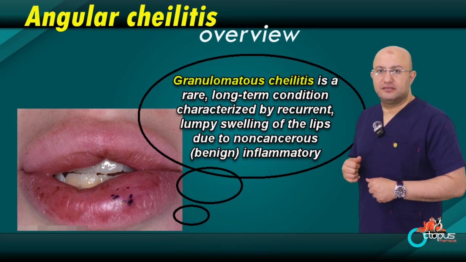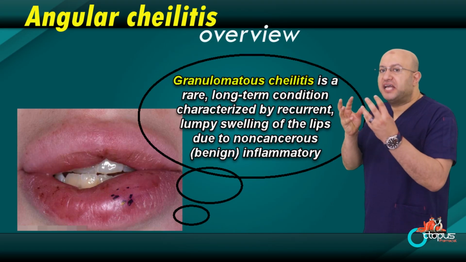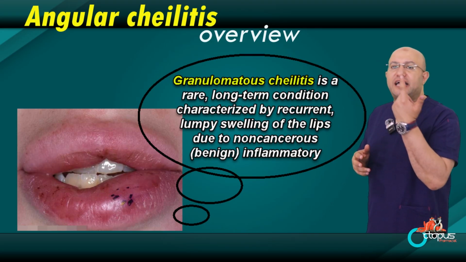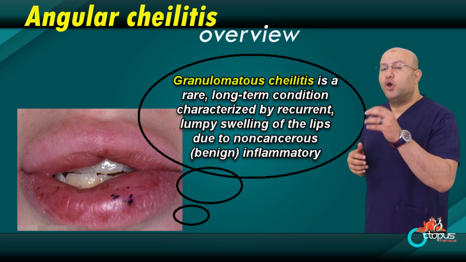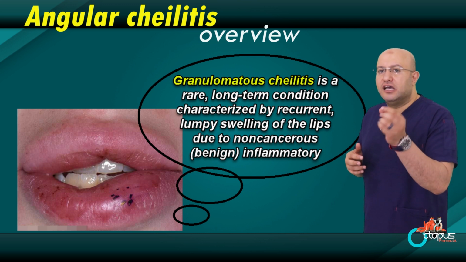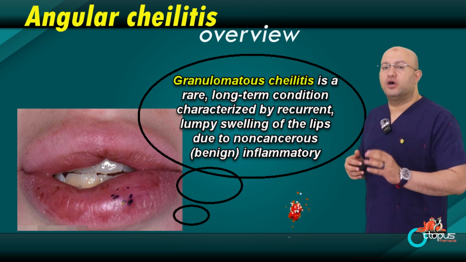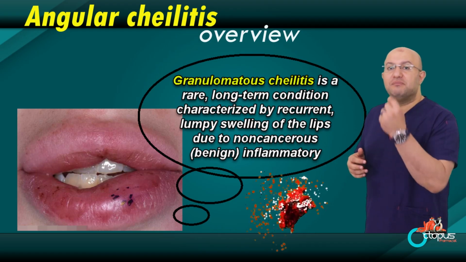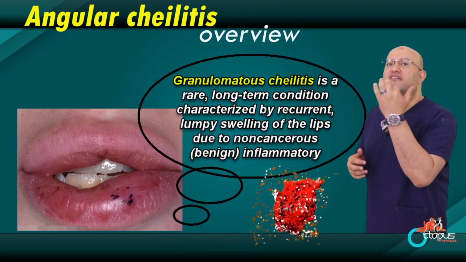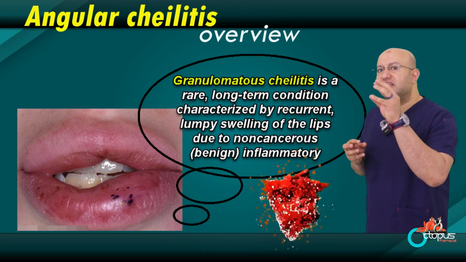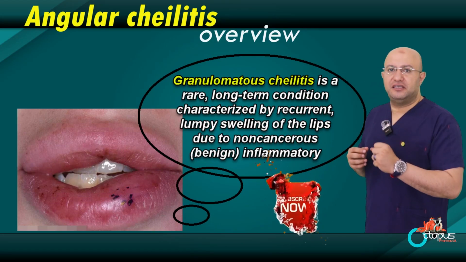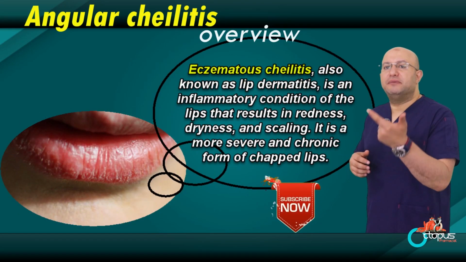1. Granulomatous cheilitis. From the name itself, this type involves swelling and inflammation of the lips. It may happen due to allergic reactions to certain substances, such as cosmetics or lip products, or as part of systemic diseases like Crohn's disease. It can also appear after lip trauma or injury, which triggers swelling and inflammation as part of the healing response.